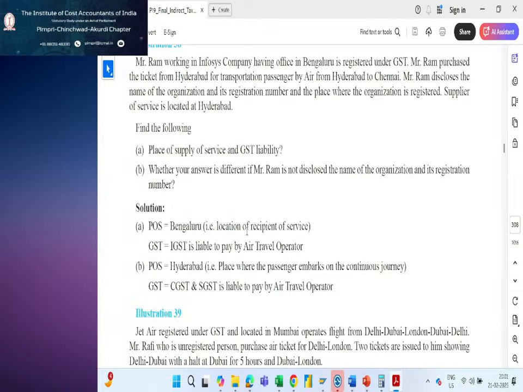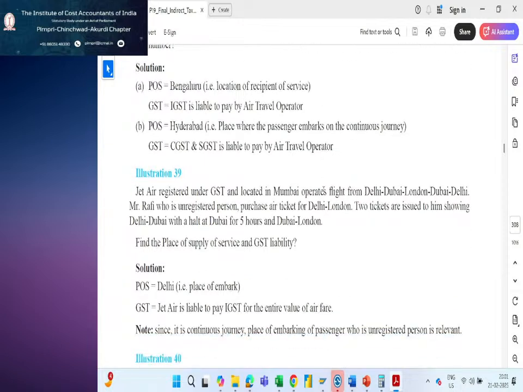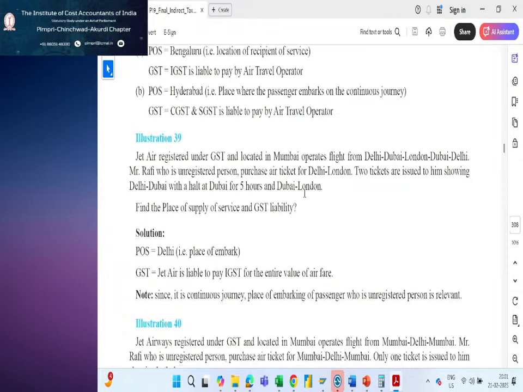So where he boarded, it is in the place in Hyderabad. So here in that case it is CGST SGST taxes applicable. In the next example you can see the connectivity of the flights, like if the person is traveling from Delhi to London, whether any stopover is there. So that is very important in the next example.